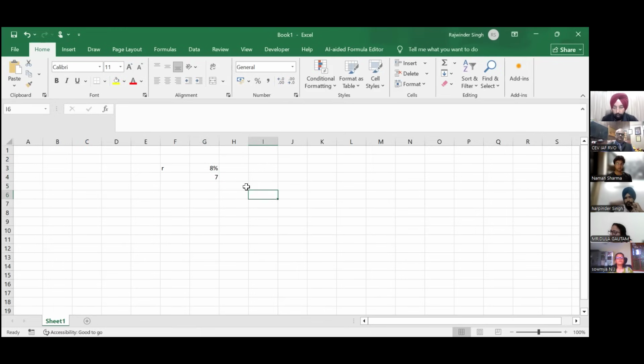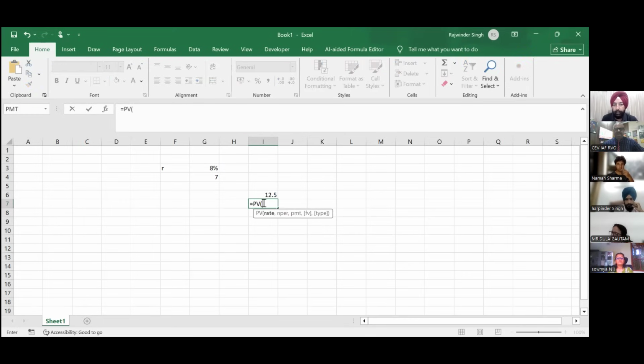What you can do, your first formula is 1 upon R, into 1 minus 1 by 1 plus R. Just hold on. Formula is 1 upon R, means 1 divided by 0.08, that is 12.5. And then in the second formula, you can apply PV. Rate of interest is 8%. Number of years was 7. For PMT, just put 1.